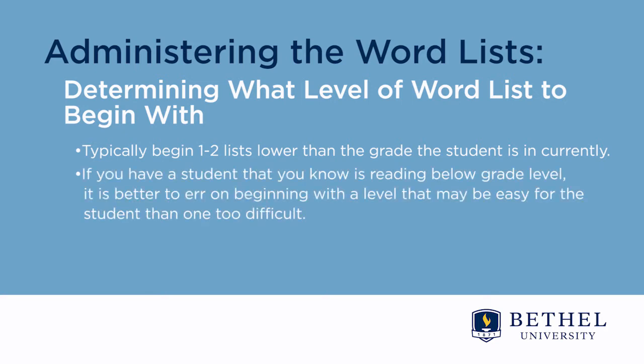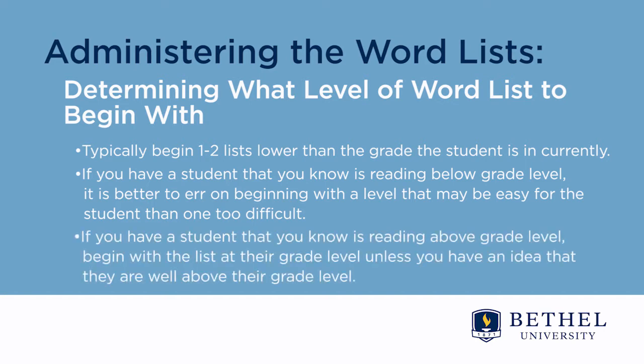If you have a student that you know is reading below grade level, it's better to err on beginning with a level that may be easy for the student than one that is challenging. If the first list is too difficult, it can cause anxiety from the student. We want them to feel successful on the first list if possible. If you are assessing a student that you know is reading above grade level, begin with the list at their grade level unless you have an idea that they are well above their grade level.